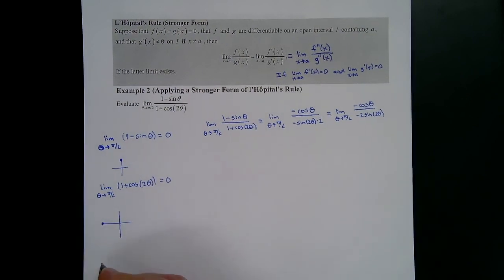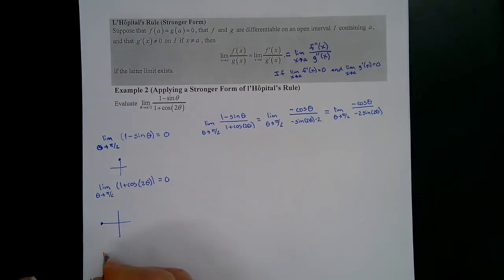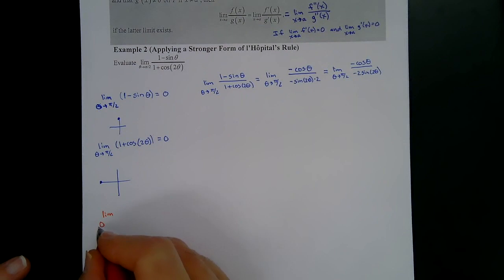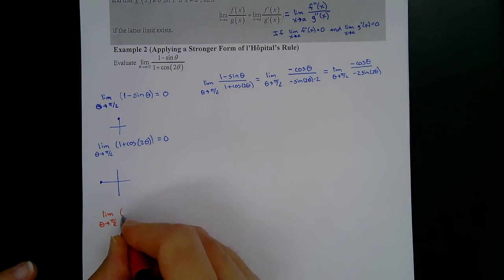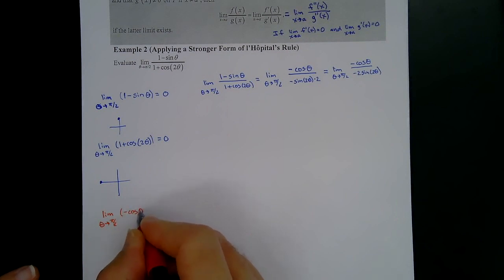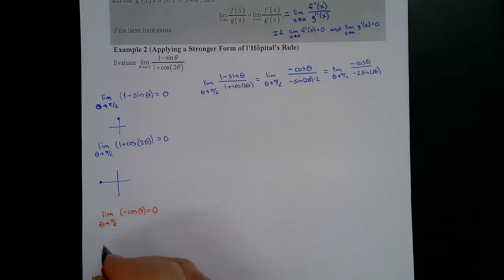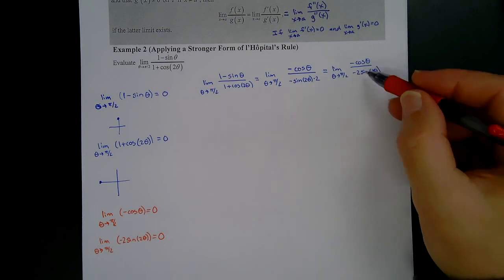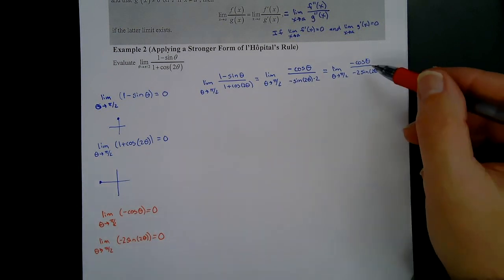So that means we have to apply the rule again, right? So the limit as, and I'm switching colors to show you, the limit as theta approaches pi over 2 of negative cosine of theta is equal to 0. And the limit as theta approaches pi over 2 of -2 sine of 2 theta is again equal to 0. So we have the situation where we have 0 over 0. So we take the derivative again, right?